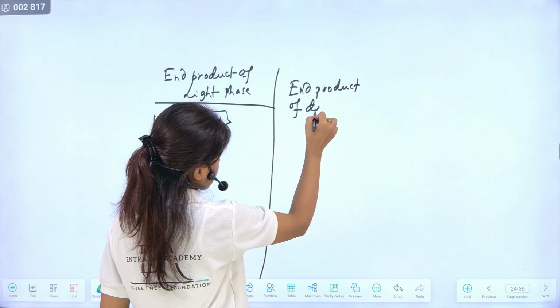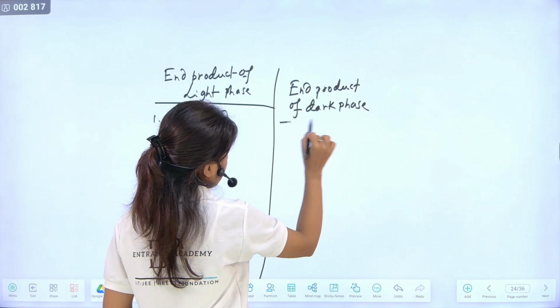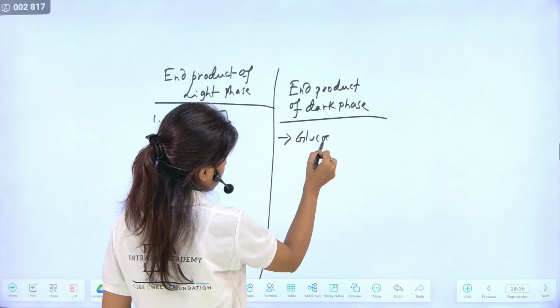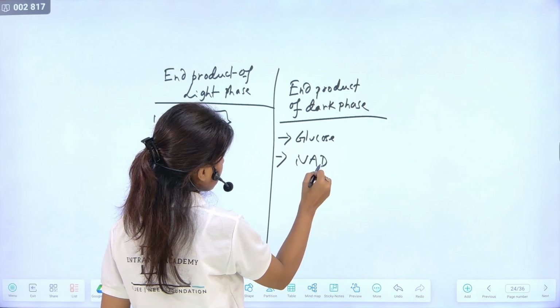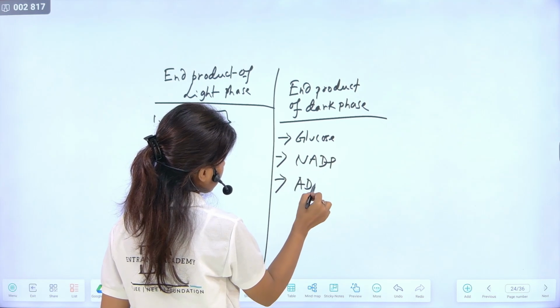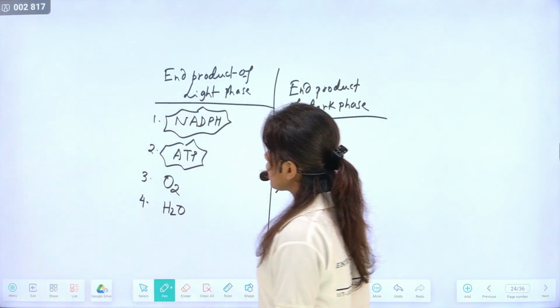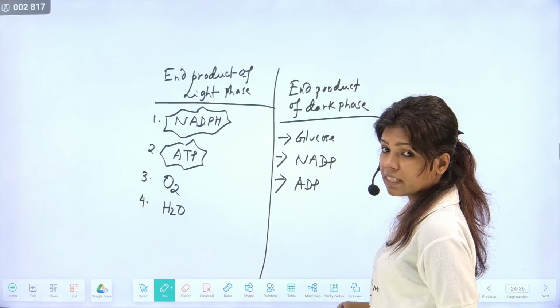Whereas the end product of the dark phase is glucose. Along with that, NADP, ADP, etc. So these are the end products of the light phase or light dependent phase and the end products of the dark phase or light independent phase.